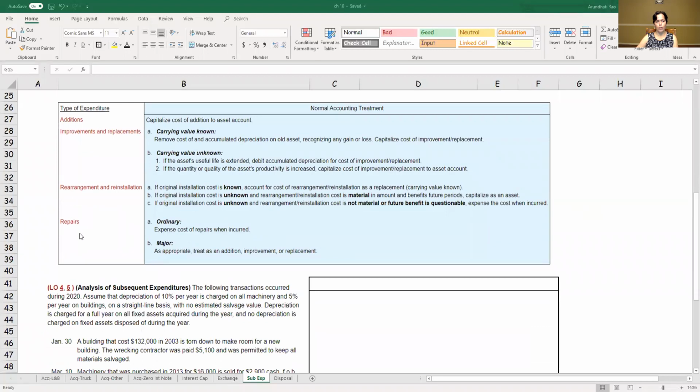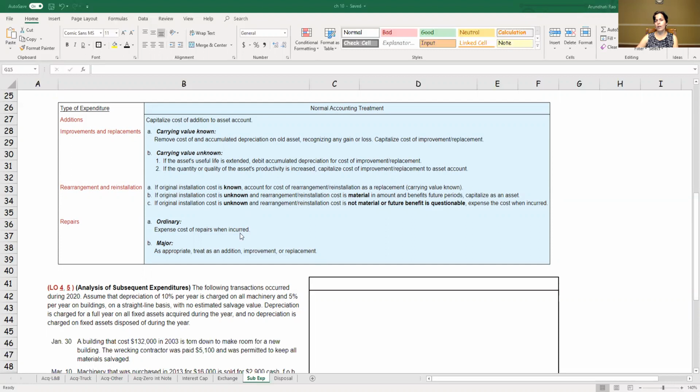So let's start with repairs. If it's repairs and maintenance, if they're ordinary, then we just expense them as they're incurred. So to give you a quick example, when we buy a car, the cost of the car is substantial. A small new car, you probably are going to pay at least about $20,000 to $25,000. That's a large sum of money.